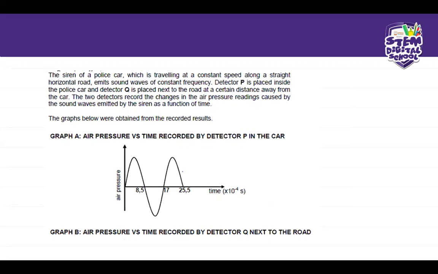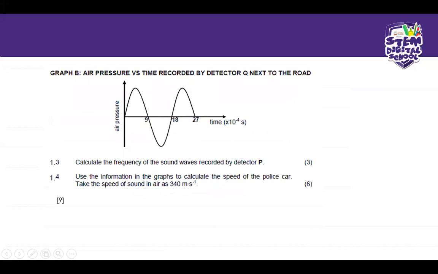The first graph is the air pressure versus the time recorded by detector P in the car. As you can see, we've got our time and we've got our air pressure. On graph B, we've got our air pressure versus time recorded by detector Q next to the road. So today we're working with air pressure versus the time. Okay. So we're still on the Doppler effect.